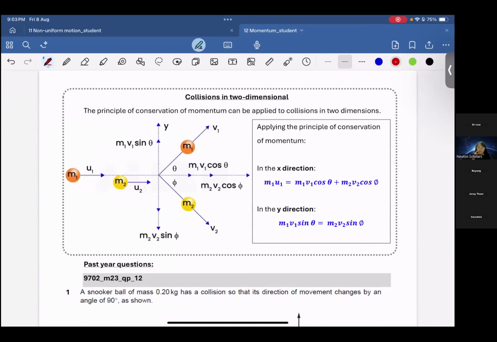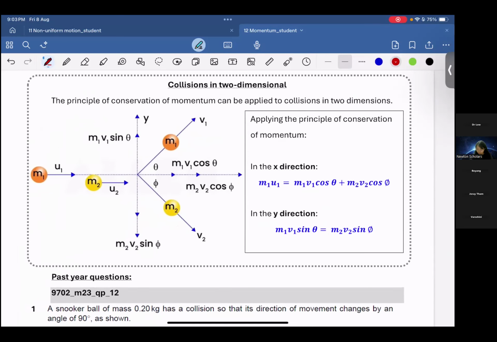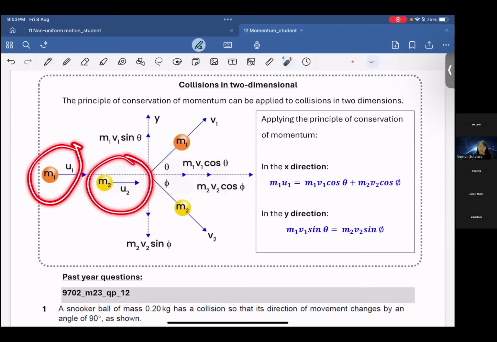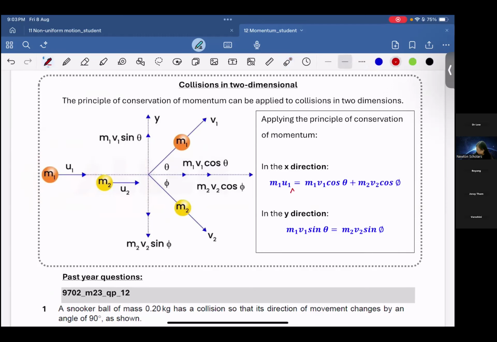Now, just now was one dimension. Now we learn two dimension. But for this one, my worksheet has one mistake. The principle of conservation of momentum can be applied to collision in two dimension. So before collision, I have M1 and M2. M2 is moving, but in my worksheet, when I was typing, I left it out. So please help me to add M2 U2. Okay, I missed out this.